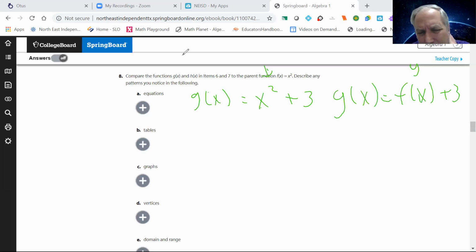The vertices, or the vertex. The vertex moved in the same way as the other translation. So for g of x, the vertex moved up 3, and for h of x, the vertex moved down 4.